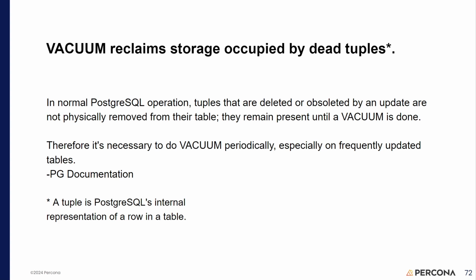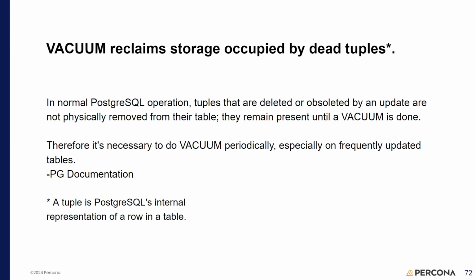In normal Postgres operations, tuples that are deleted or obsoleted by an update are not physically removed from the table. Think of it as throwing dirty socks along with clean socks on the floor. As the socks get dirty, they tend to pile up, and they remain until a vacuum process is performed on that table. Now, you do have to run vacuum periodically, especially on frequently updated tables. That's a recommendation from the Postgres documentation.